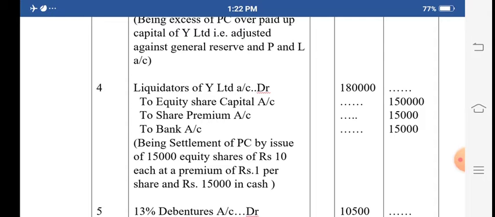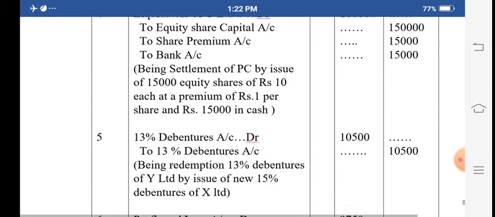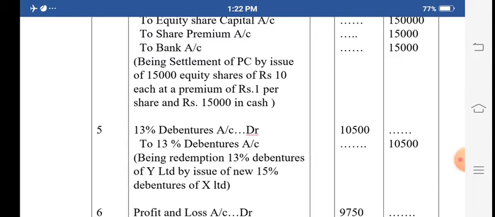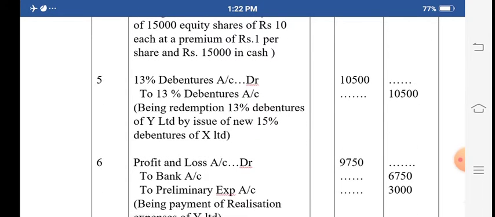Next, entry number 5 is related to the debentures, which are liabilities. The journal entry: 13% debentures account debit 10,500, to 15% debentures account 10,500. Being redemption of 13% debentures of Y Limited by issue of new 15% debentures of X Limited. Like this you have to pass.